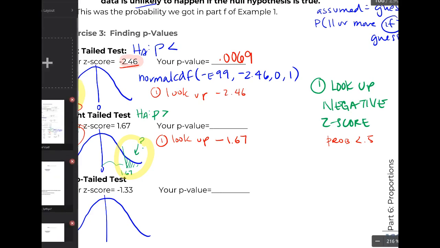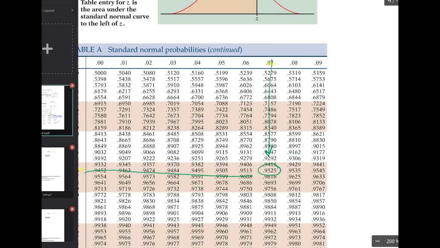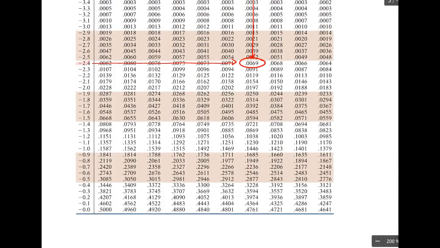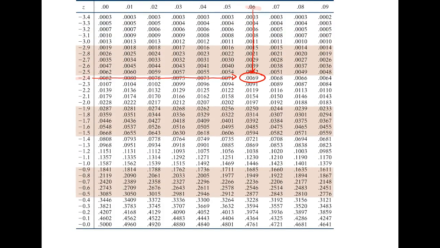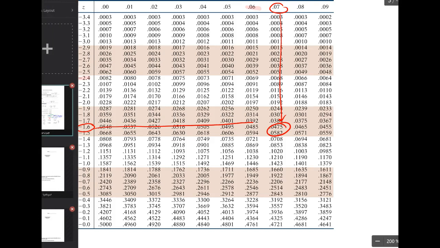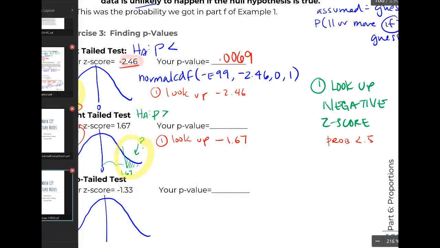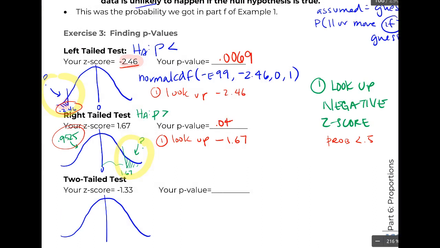We could basically just take this table here and ignore it because everything here is bigger than 50%. And we'll just look at this. So 1.67, the negative version, we won't have to do the 1 minus. It's already been done. 0.0475.